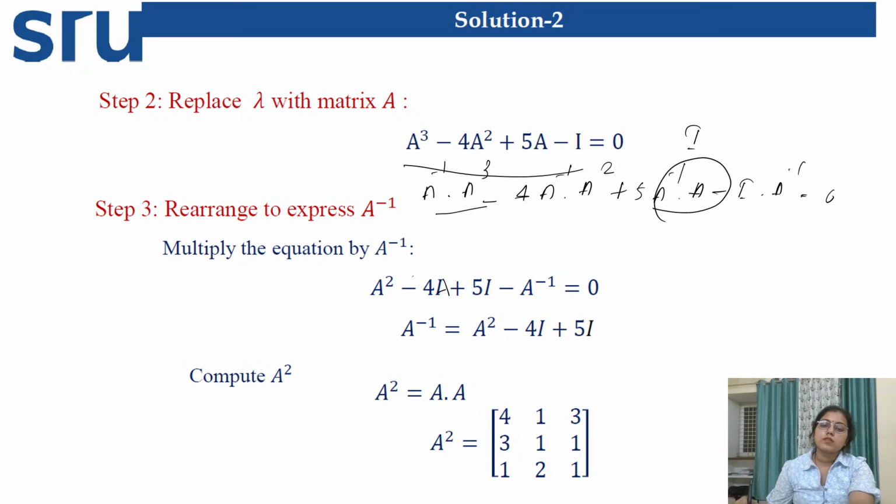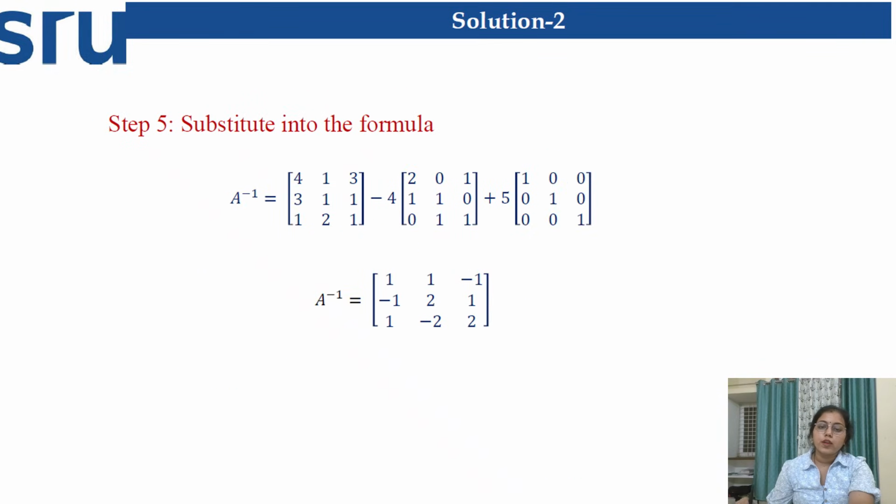So what is A inverse? Simply take it to the other side. A inverse equal to A square minus 4A plus 5I. Now compute A square. A square is what? A square means A into A, the given matrix multiplied with itself. So you get A square. Now put the value of A here, and this I is a 3 cross 3 identity matrix. When you put all the values in place of A square, A and I, you get A inverse. In this manner, you can easily find the inverse of a given matrix by using the Cayley-Hamilton theorem.